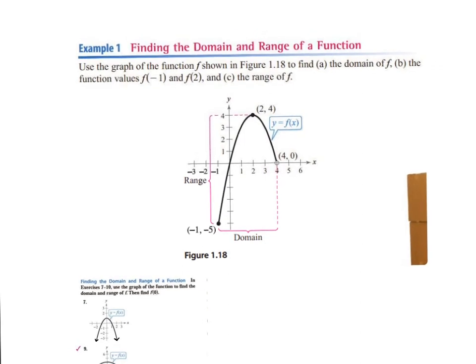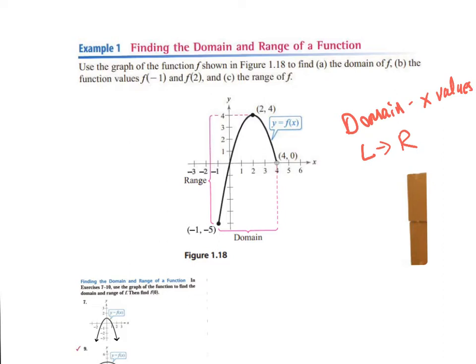It says use the graph of the function shown to find the domain and the function values at f of -1, f of 2, and to find the range. So guys, if we're going to talk about domain, the thing we need to remember is domain is our x values. That's our x values. And we read a book from left to right. You read domain from left to right.